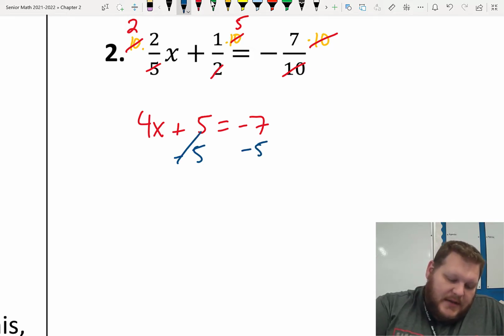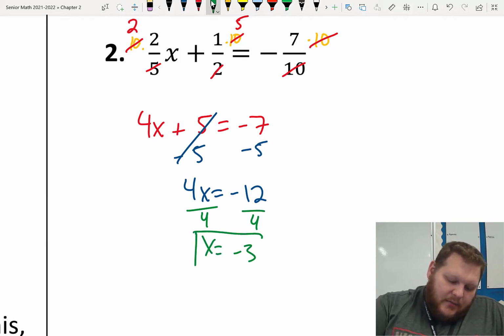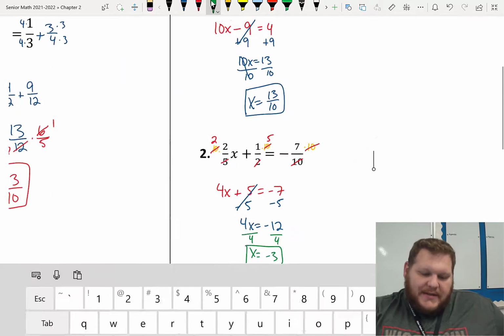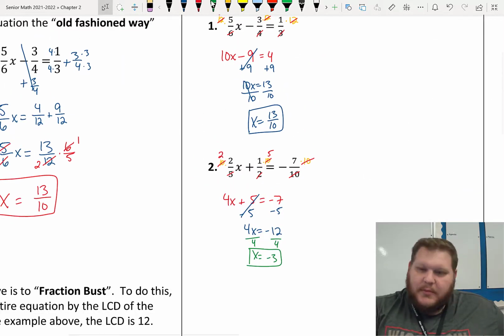Minus 5 on both sides. 4x equals negative 12. That's a weird looking 12. Divide by 4 on both sides, and I get negative 3. So that's the general process of fraction busting.